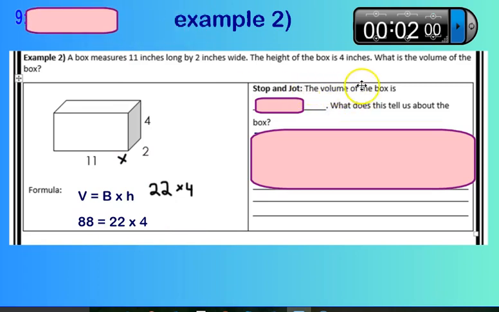Your Stop and Jot says the volume of the box is 88 inches cubed. What does this tell us about the box? What do you think? What does a volume of 88 mean? Think about what we were just talking about. What does volume measure? Pause and write your answer. I will be checking your answer.